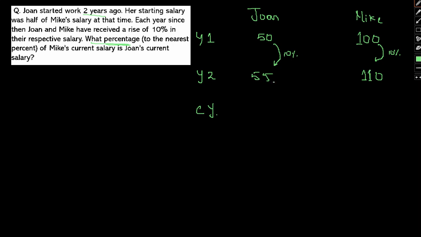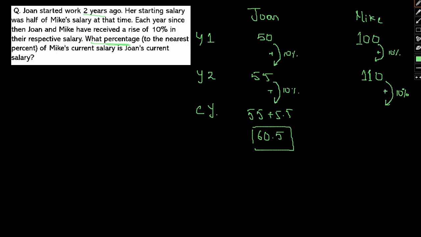Again, another 10% rise in this case. So the current year. Okay, first rise and second rise. So it will be 55 plus 5.5, that is 60.5 in case of John's salary, and for Mike it will be another 10% rise. Okay, plus 10%. This will be 110 plus 11, that would be 121.